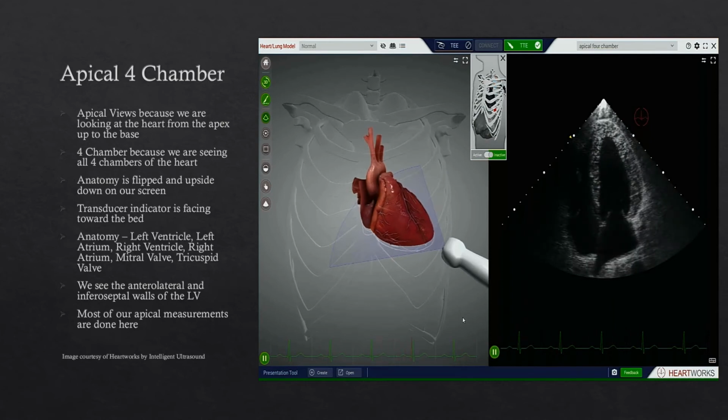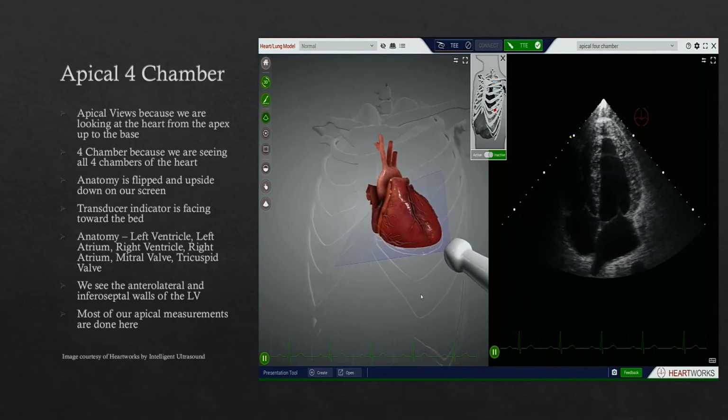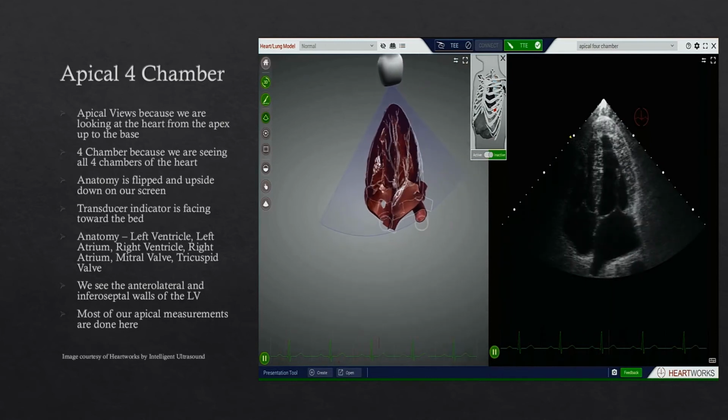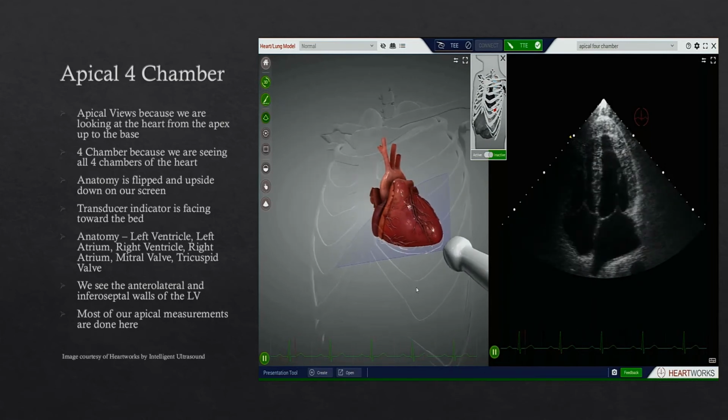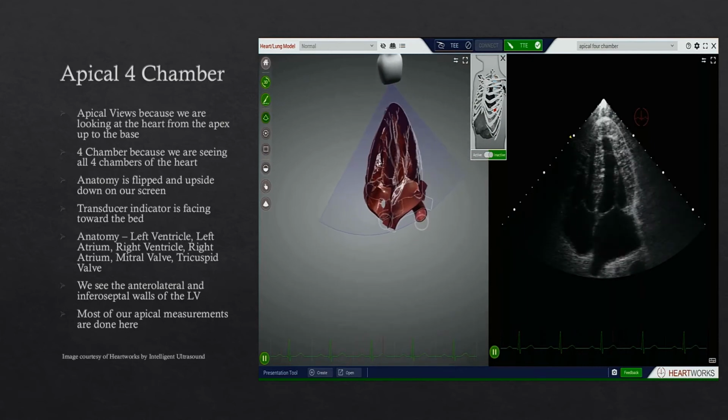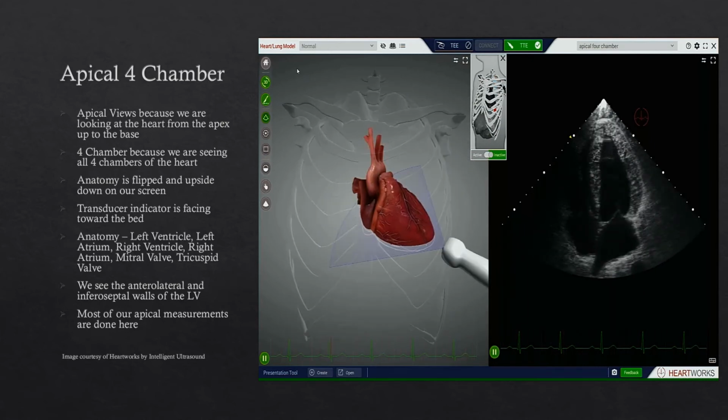And this apical view is where we spend a lot of time when we're doing our apicals. So we do a lot of measurements here. We can estimate diastolic function here. We look at all the valves here. We do a lot of Doppler, a lot of color Doppler. So this is really where you spend most of the time, this 4-chamber view in your apical windows.